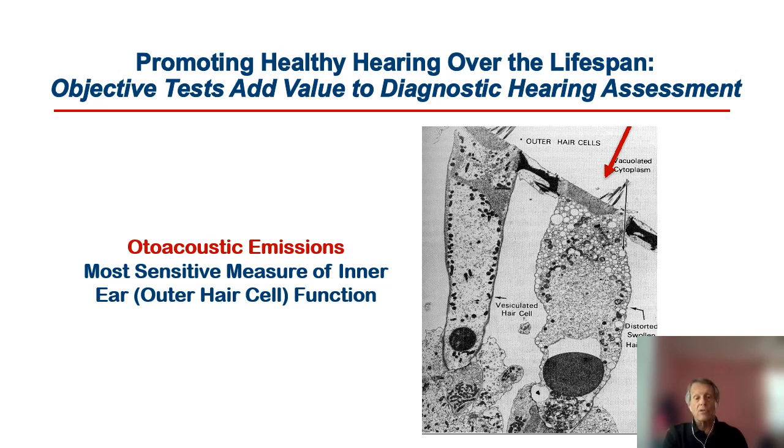So the outer hair cells are very delicate and they're highly metabolic, and it doesn't take much of an insult or a potential damaging effect, whether it's noise or ototoxic drugs or an infection, to affect the outer hair cells. And you will detect that with OAEs. OAEs are the most sensitive way to measure whether the outer hair cells are functioning well. And almost always you will detect hearing loss quickly if you utilize OAEs in your routine clinical practice.